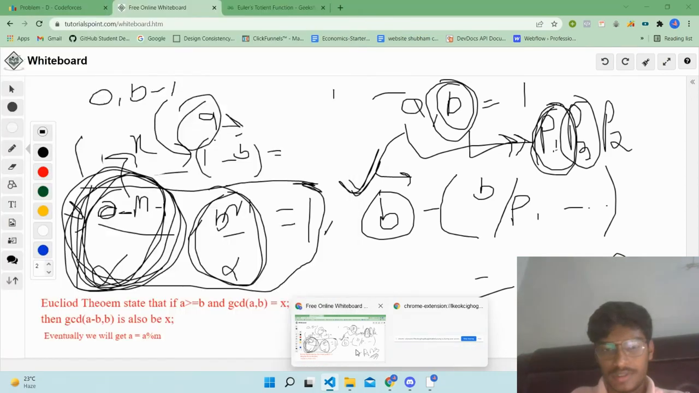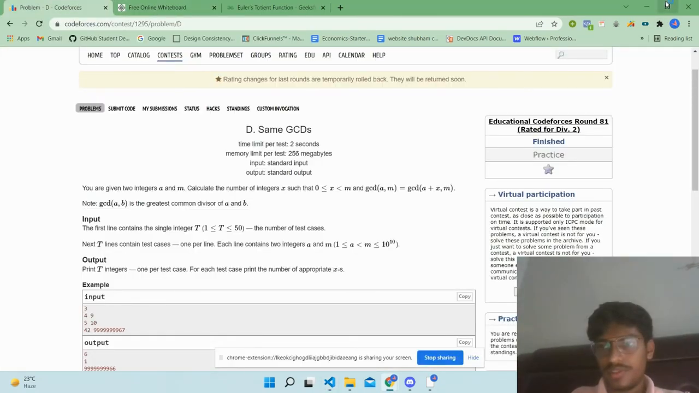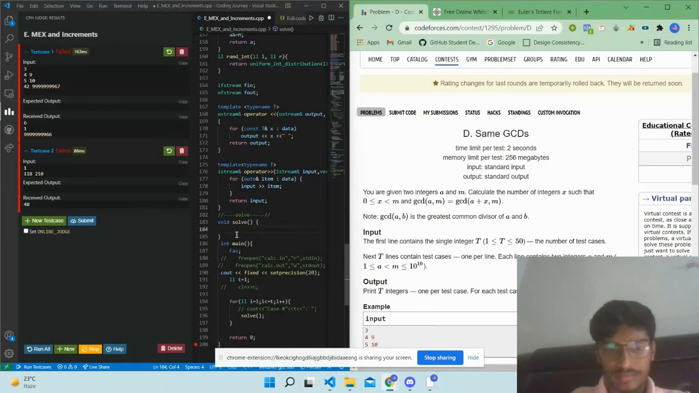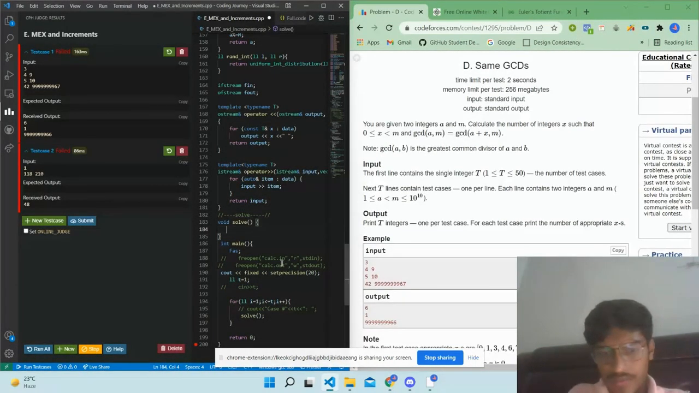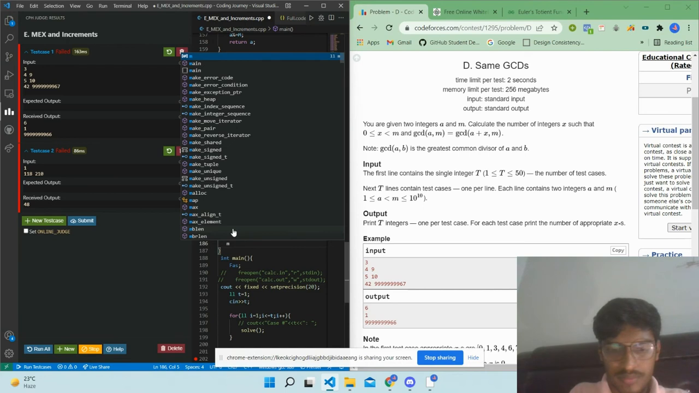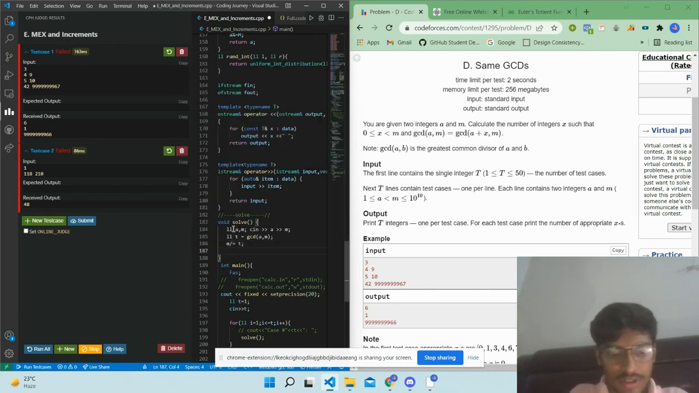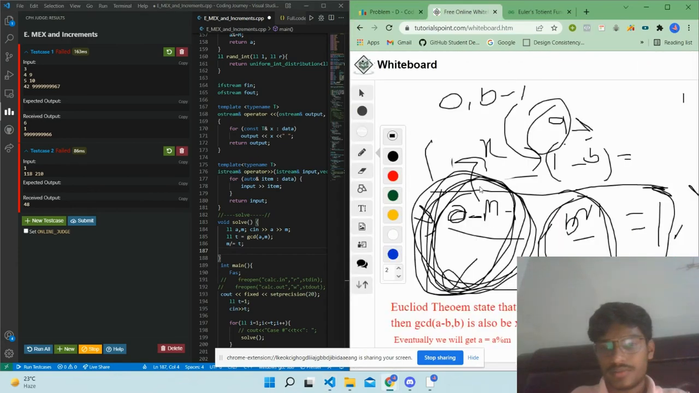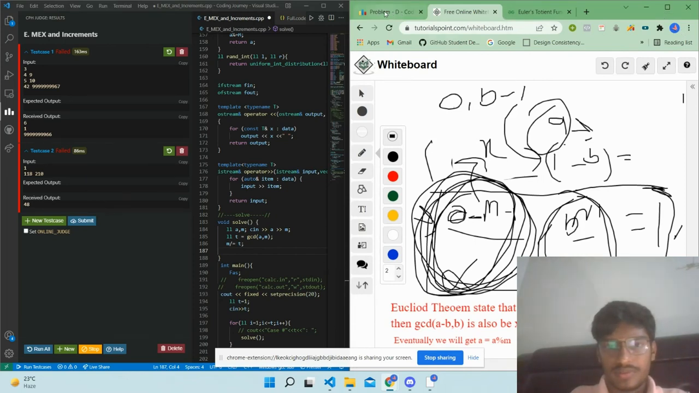So let me see what's the input. We are given the test cases, so I'm commenting this out, and we are given a comma m. Let's take GCD of these two numbers first of all, a comma m, and I go on dividing m by the GCD of these. Now what we have to do is this thing, which I have told you.